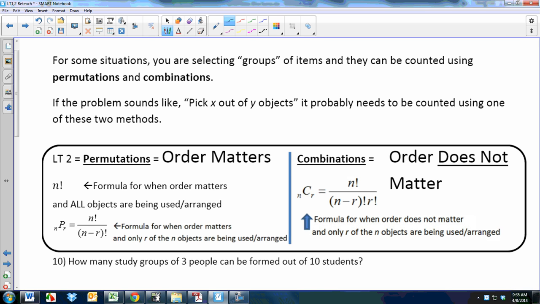And combinations has one formula, and it's the same as the nPr, it's just nCr, and it has a little different formula to it there. And what it does is it adjusts for whether the order matters or not. And that's the thing I forgot to put on your notes.